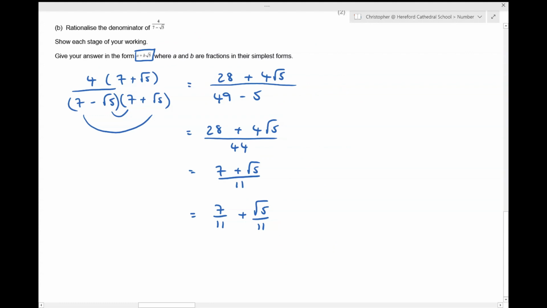Wait a minute. I'm asked very clearly for an answer in the form a plus b root 5. And at the moment, I haven't really shown the b very clearly. So I suspect I'd be better off writing that as 7 over 11 plus 1/11 times root 5. And now I've shown my a and also my b very clearly. Right, that is definitely now the end of that question.